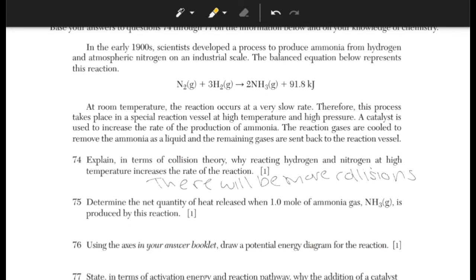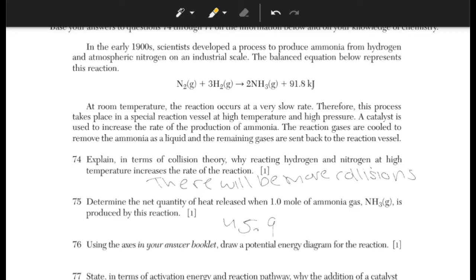Determine the net quantity of heat released when 1 mole of ammonia gas is produced by this reaction. When 2 moles of NH3 are produced, 91.8 kilojoules of heat will be produced. By dividing the 2 moles of NH3 by 2 to get 1 mole of NH3, 91.8 kilojoules should also be divided by 2. This equals 45.9.